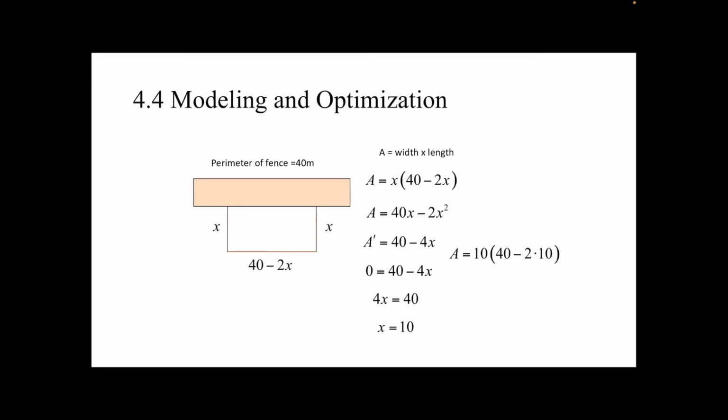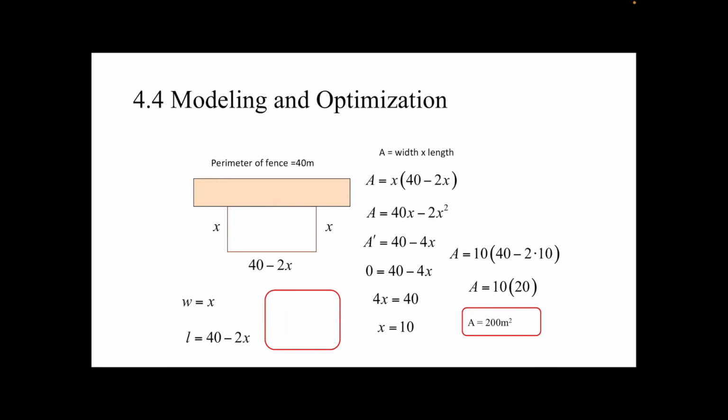To find my area now, I substitute my value for x into my original equation and solve for the area. This gives us A equals 10 times (40 minus 2 times 10). Multiplying this out gives us A is equal to 10 times 20. My area is equal to 200 meters squared. So we're saying when we have a width of 10 meters and a length of 20 meters, we get the maximum area enclosed. In all of these equations, you're going to do them the exact same way.